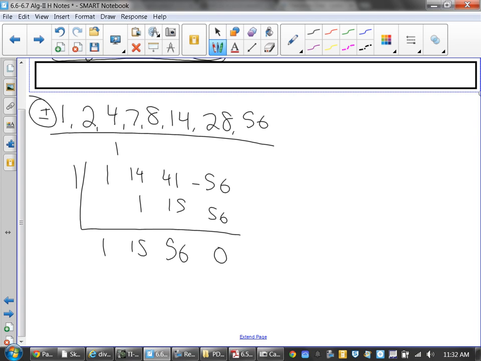Does the list go all the way to 56? I doubt it. Now you know that 1 is a zero, therefore what's its factor? This becomes x squared plus 15x plus 56, and you can probably factor that.